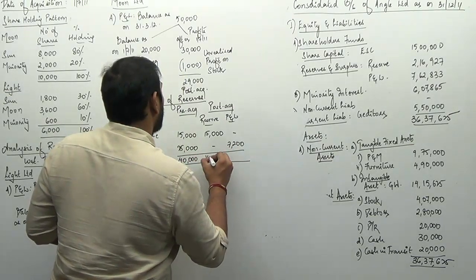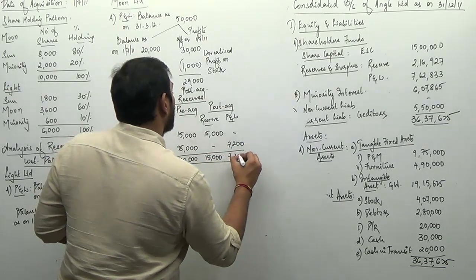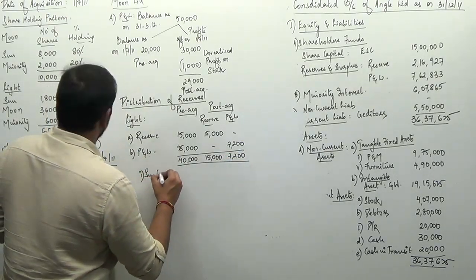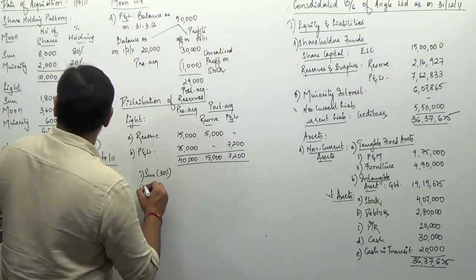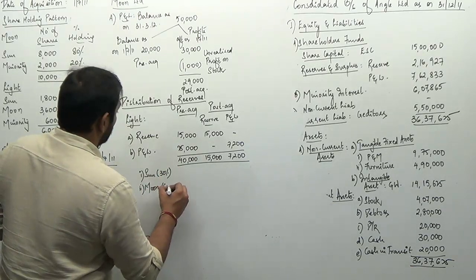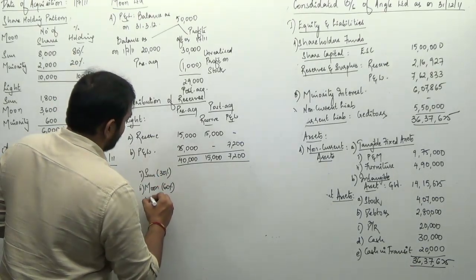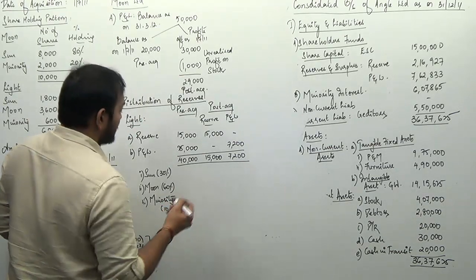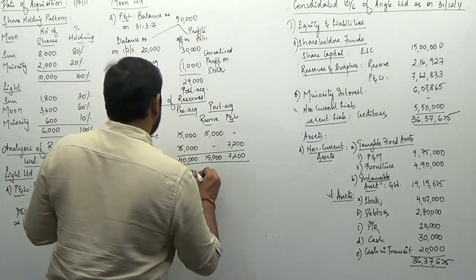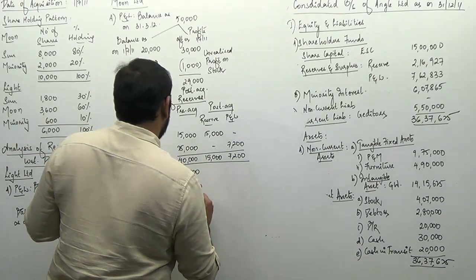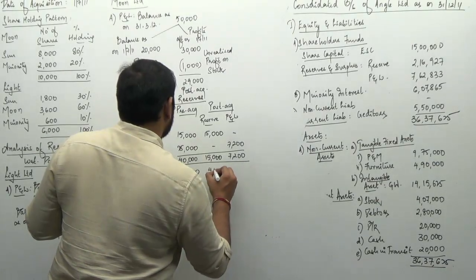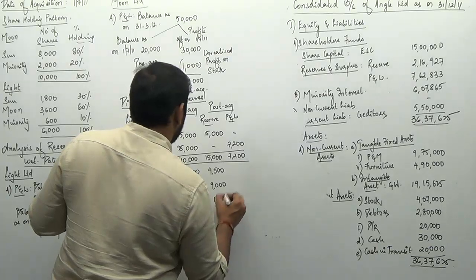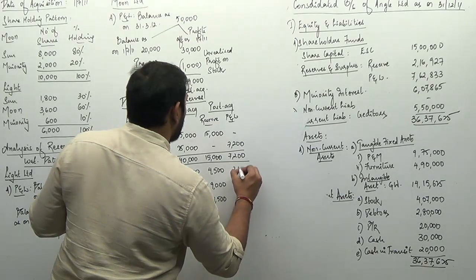Total 40,000, 15,000, 7,200. Split between Sun 30%, Moon 60%, minority 10%. 30%, 12,000, 60%, 24,000, 10%, 4,000. This is 4,500, this is 9,000, and this is 1,500. 30%, 2160.